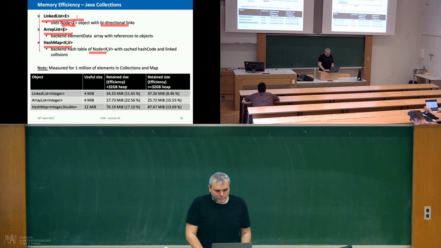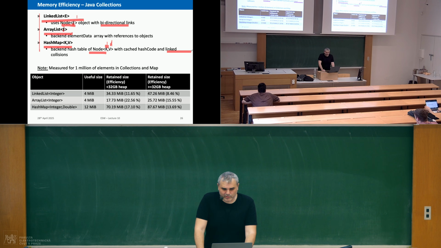Hash map, by the way, uses an internal node structure with key and value as well, or sometimes map entry, depending on the implementation, where the key is a reference to an object, the value is a reference to an object, and it contains a linked list, a single list in this case, to solve collisions in the hash table I've mentioned.